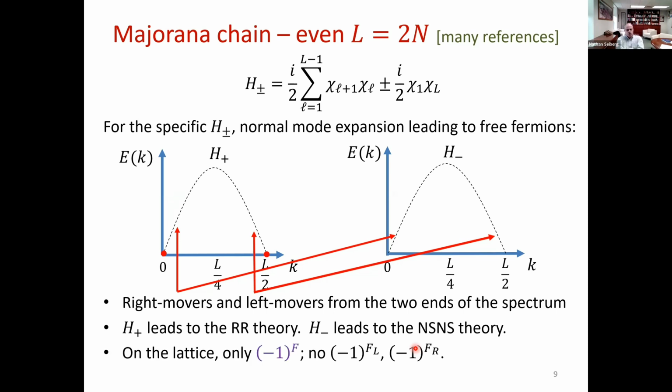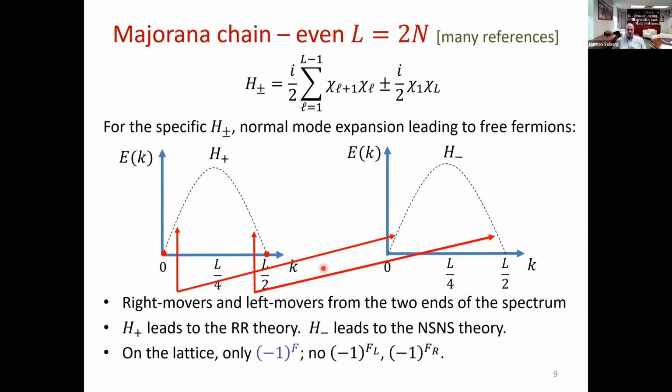But I emphasize that on the lattice, we have only the lattice symmetry -1 to the F. We don't have separately -1 to the F left and -1 to the F right. These two symmetries appear in the continuum, or at low energies, only by focusing on low energy modes. -1 to the F left has plus 1 here and plus 1 here and minus 1 here.